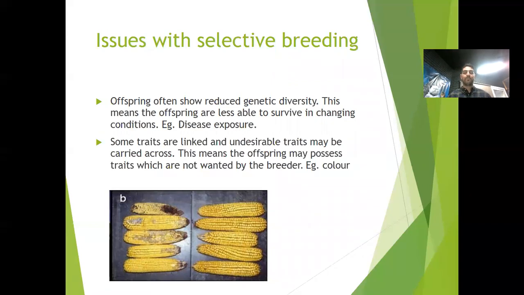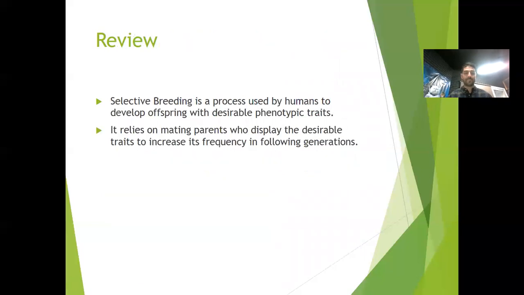Another issue is that some traits or genes are linked together, and we may actually carry some undesirable traits across with it as well. So for example, if we wanted tall dogs, that may also be linked to the color. So we might get an unwanted color every single time we try and get tall dogs. So some of those traits are linked together.